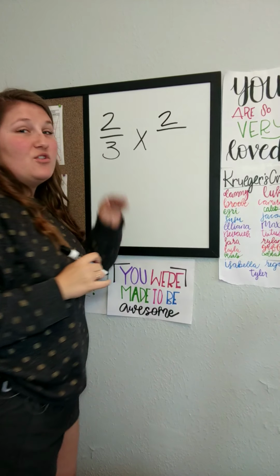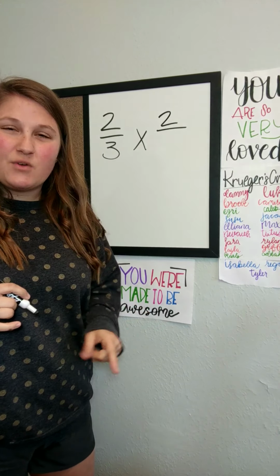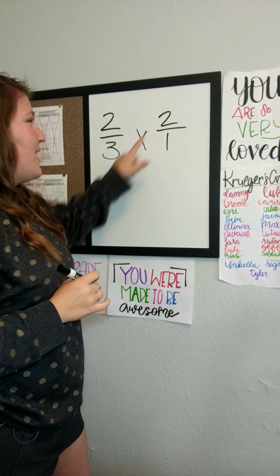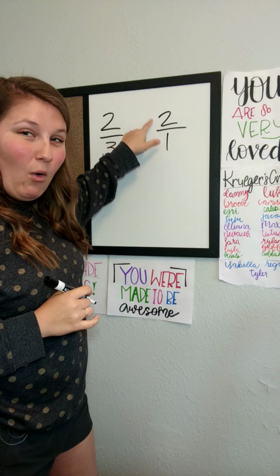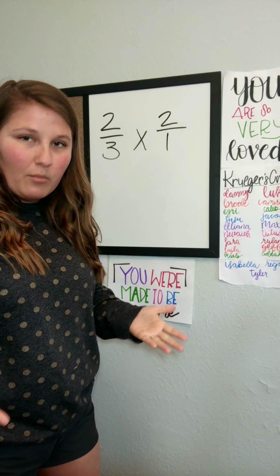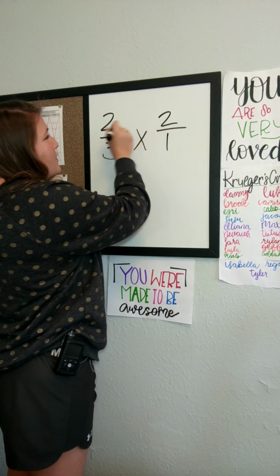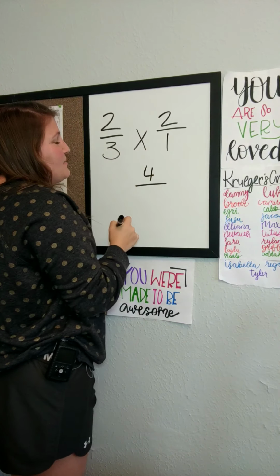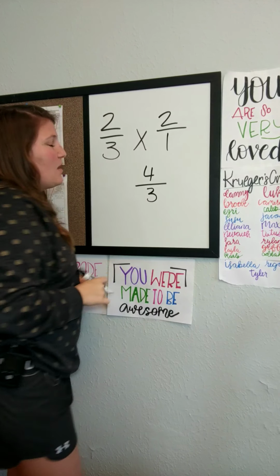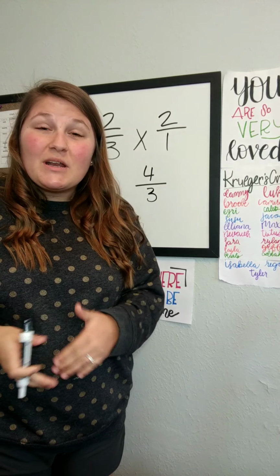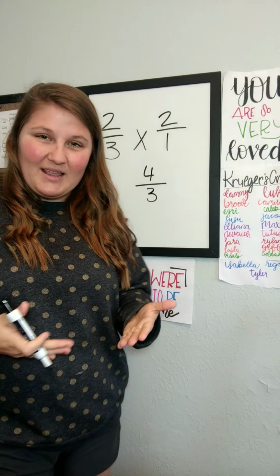It's going to be the numerator, and the denominator is going to be 1. So whenever you're multiplying a fraction times a whole number, you put that whole number over 1. Now you just multiply like normal. You're going to multiply straight across. So 2 times 2 is 4, and 3 times 1 is 3, okay? So now, is this proper? No, it's not. So we're going to make it proper by dividing, all right?